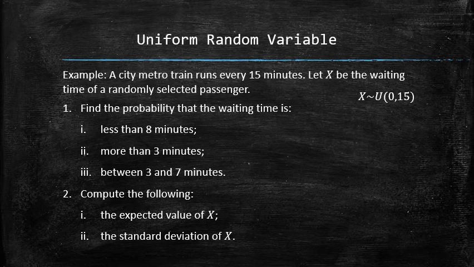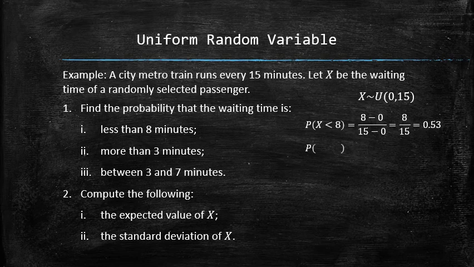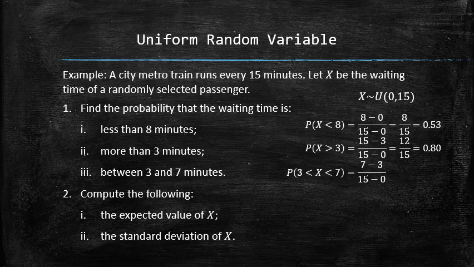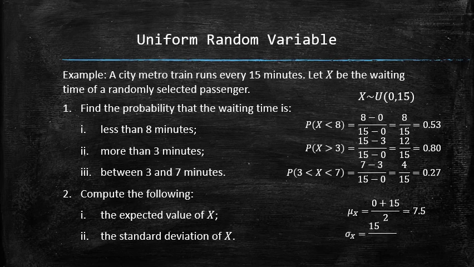Using the formulas, we can compute all the quantities. The probability that the waiting time is less than 8 minutes is 53%. The probability that the waiting time is more than 3 minutes is 80%. The probability that the waiting time is between 3 and 7 minutes is 27%. The expected wait time is 7.5 minutes, and the standard deviation is 4.33 minutes.